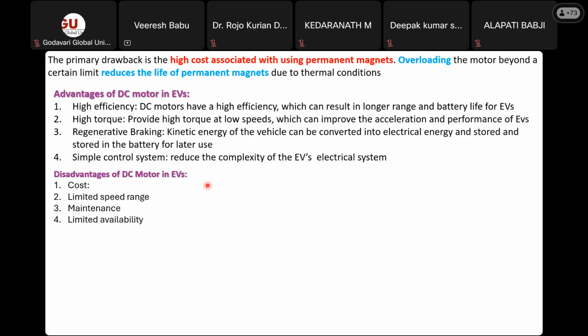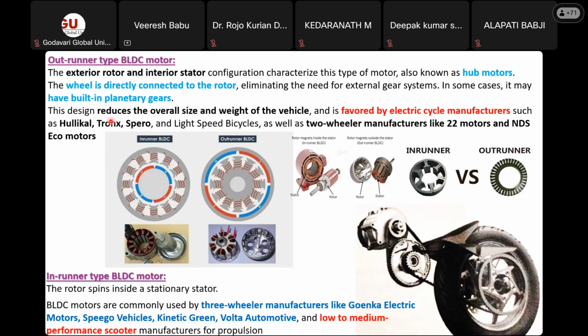The primary drawback is the high cost associated with using permanent magnets, in the case of permanent magnet motors. Overloading the motor beyond a certain limit reduces the life of the permanent magnets due to thermal conditions. This is just what was talked about regarding permanent magnets.